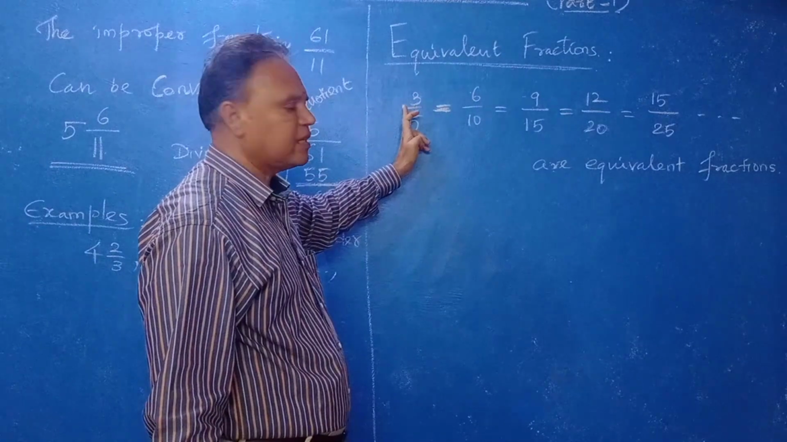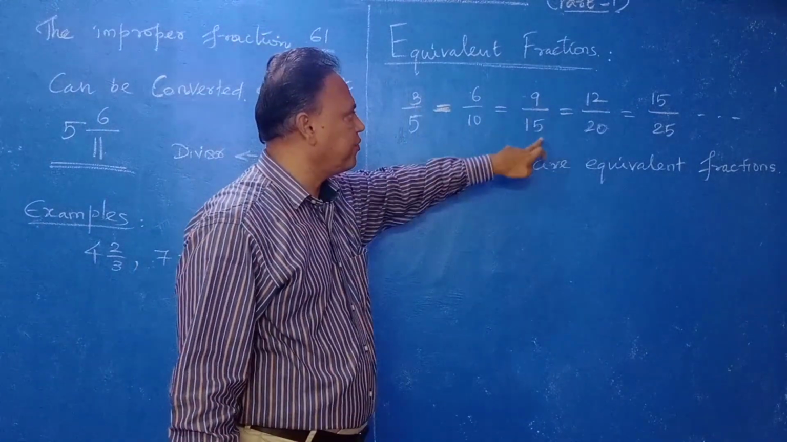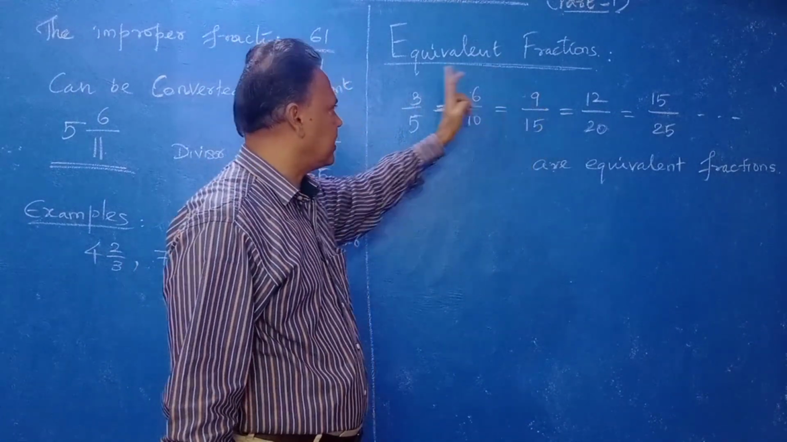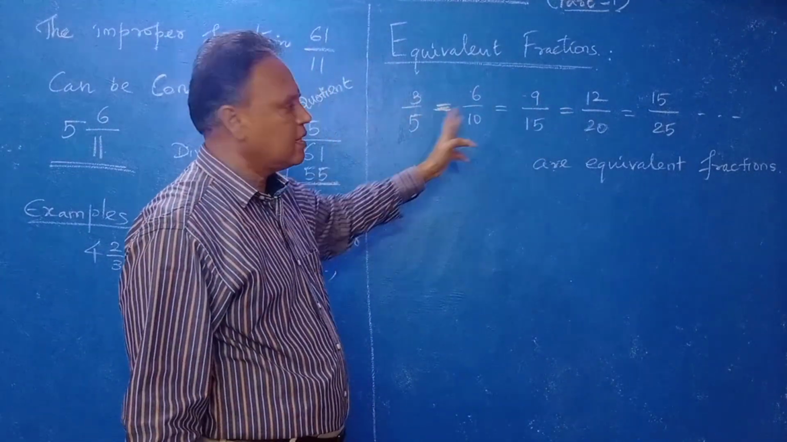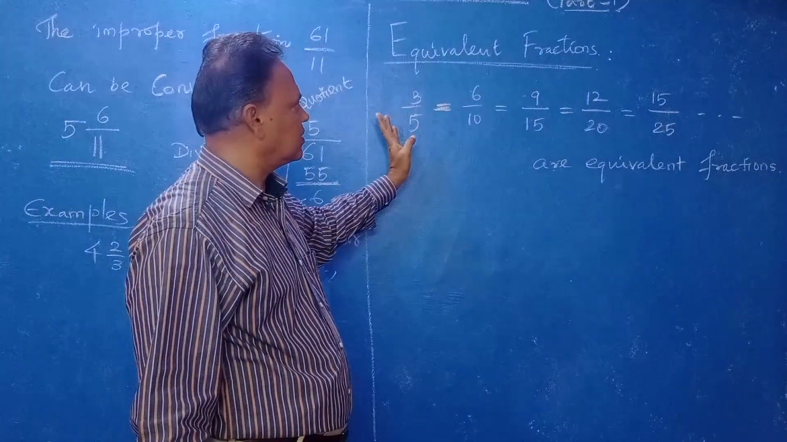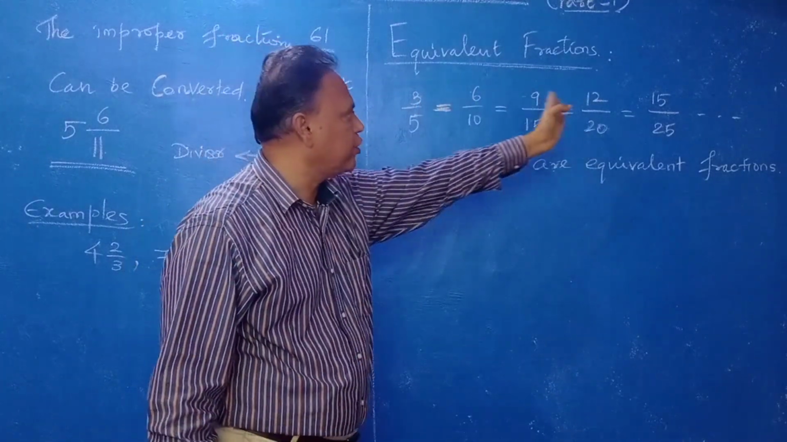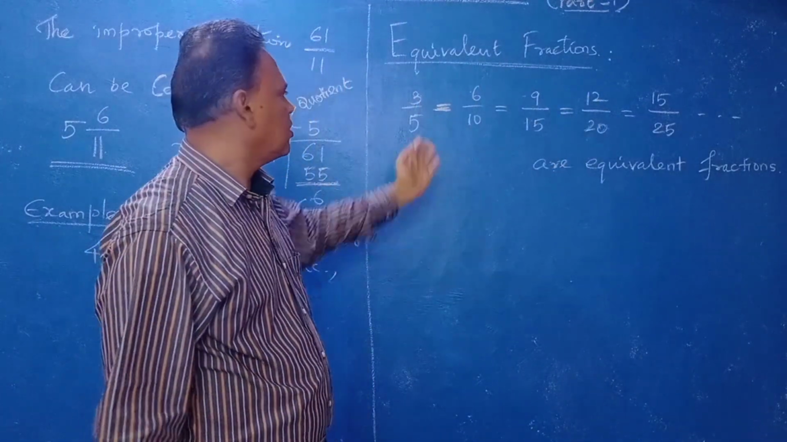Again you will get the same thing. 9 by 15, simplify. 3 is a common factor. Again you will get 3 by 5. 4 is a common factor. Clear? Then 5 is a common factor. So like this you can write the equivalent fractions, all equivalent fractions.